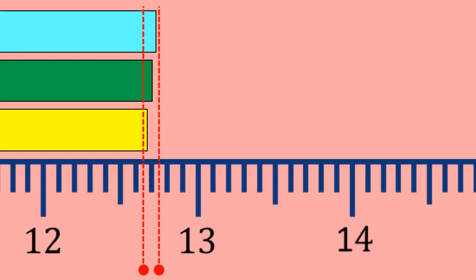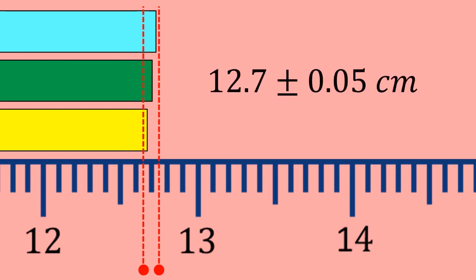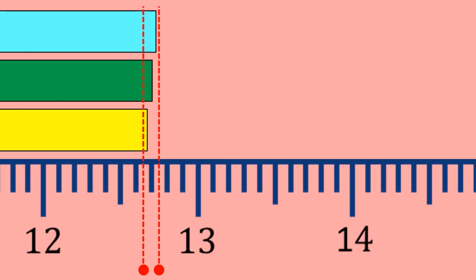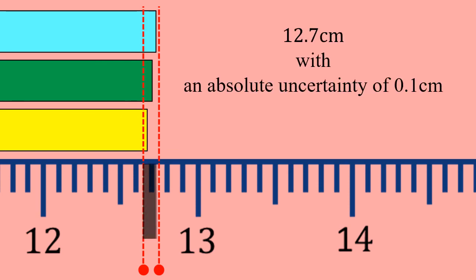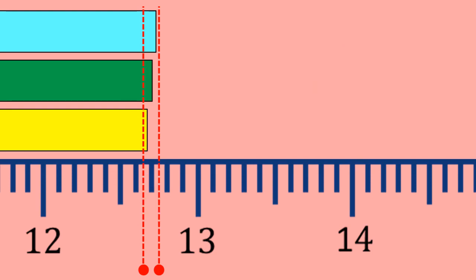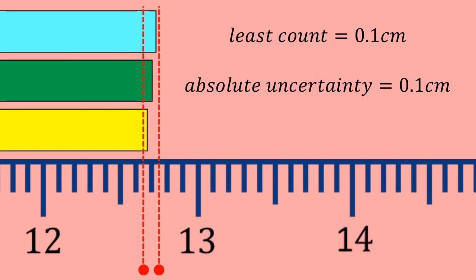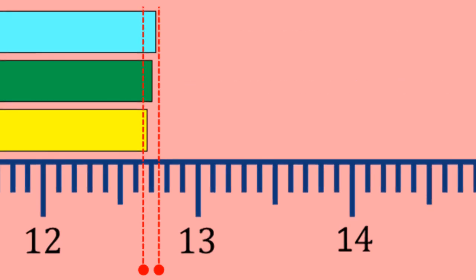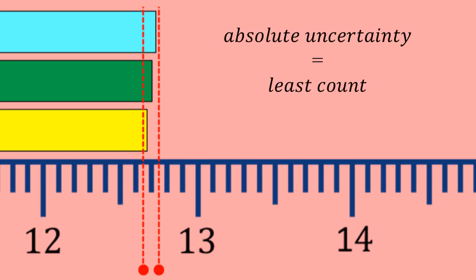This means any recorded reading with the ruler calibrated in millimeters may have an uncertainty of plus minus 0.05 centimeter. It is in fact equivalent to an absolute uncertainty of 0.1 centimeter, half above and half below the recorded reading. Remember, the least count of this ruler is also 0.1 centimeter, and now the absolute uncertainty is also 0.1 centimeter. Hence, absolute uncertainty of any instrument is equal to the least count of that instrument.